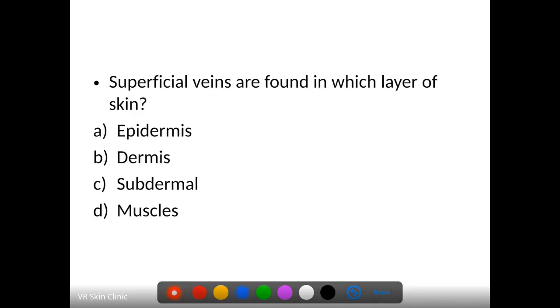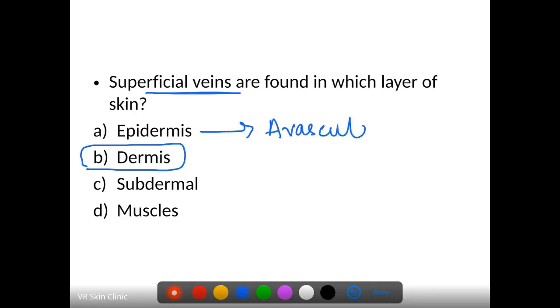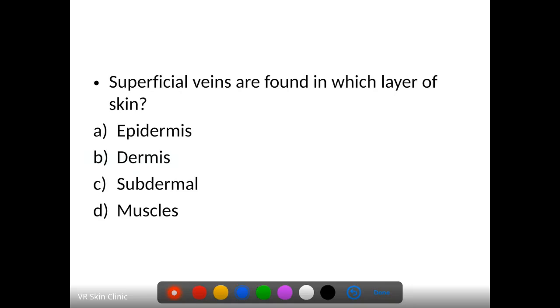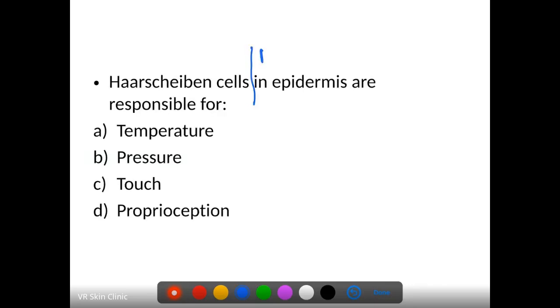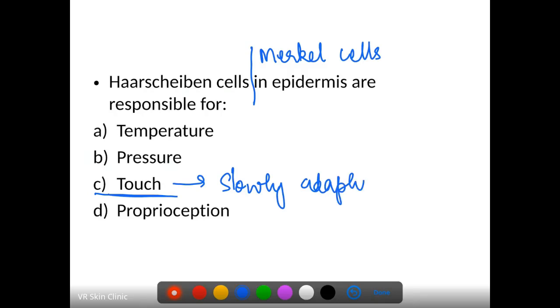Superficial veins are found in which layer of the skin? I have told you and I've also shown the picture. It is in the dermis because the epidermis is avascular, remember. Hard-to-name cells, what are these? They're also known as Merkel cells. Yes, we have studied this, Merkel cells, and they mediate touch because they are slowly adapting mechanoreceptors. So they mediate the sensation of touch, and they are slowly adapting type 1 mechanoreceptors.